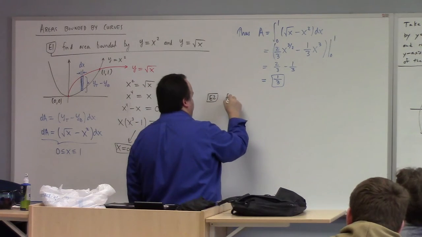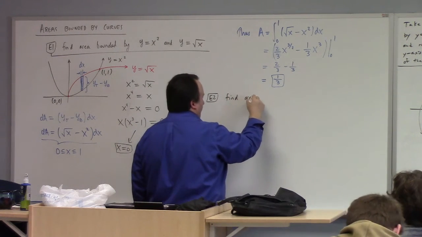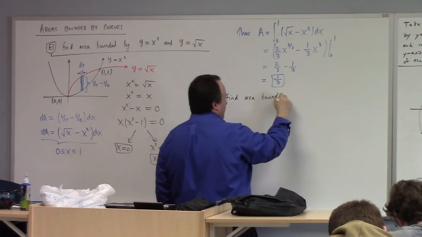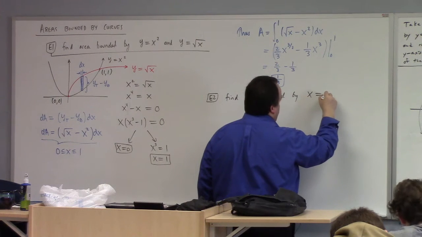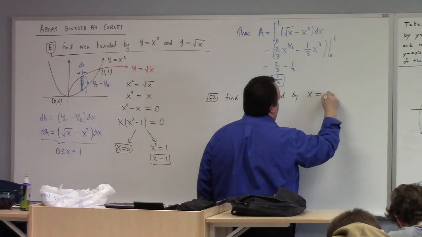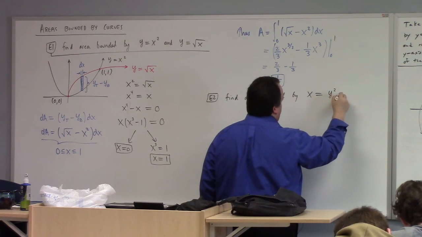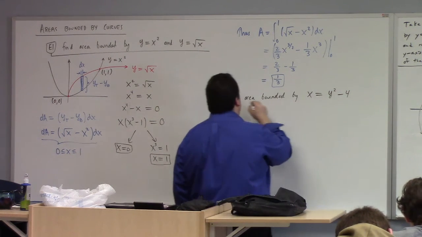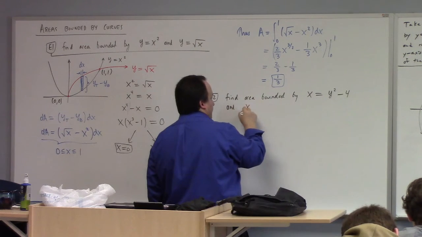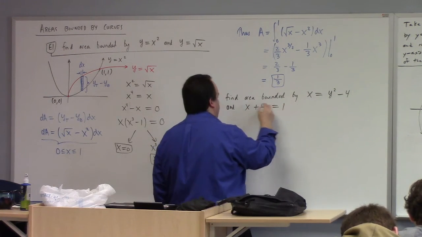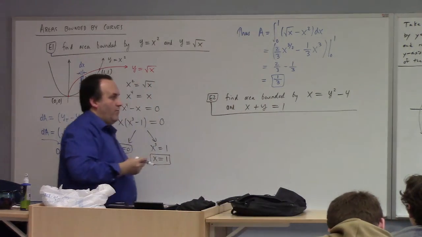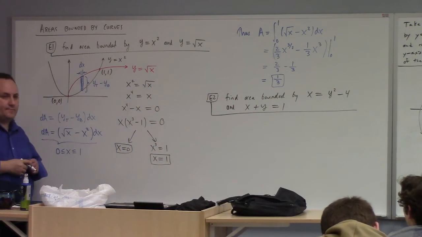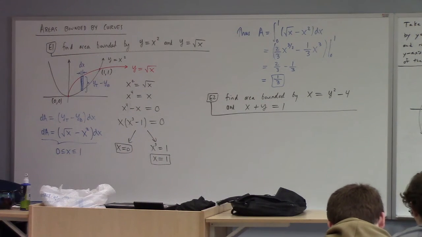What if we want to find the area bounded by x equals, let's say here, y squared minus 4, and x plus y equals 1? All right. How do we do this?